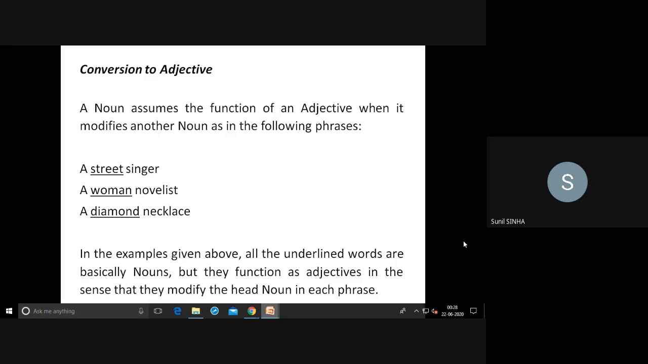Right? And with this, we come to an end of this lecture. This is conversion. And these are some of its features. I can take one or two questions very quickly.